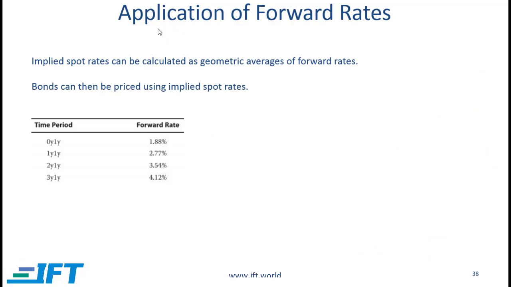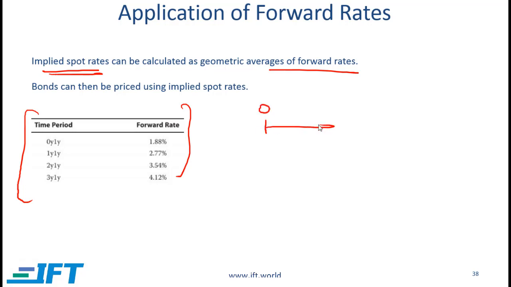On this slide, we will look at one application of forward rates. As we've discussed before, implied spot rates can be calculated as the geometric averages of forward rates. And what does that mean? Let's say you are given this information. What does 0y, 1y mean? If this is 1.88%, this means that the current interest rate is 1.88%. In other words, time 0, time 1, when you invest money today, the rate that you are getting is 1.88%.